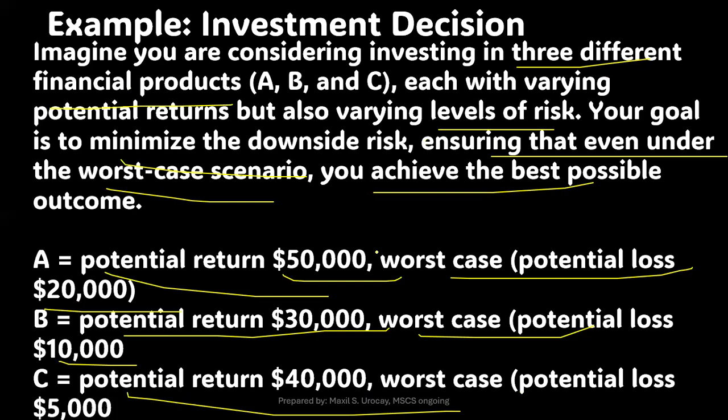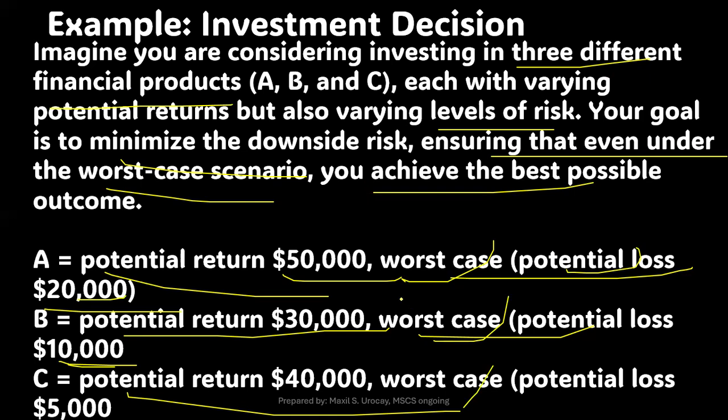So the first thing that you need to do, since for Maximin you need to check the worst case, is identify the worst case. The worst cases are 20,000, 10,000, and 5,000, because that was specified from the words worst case. So that was given right there. You will just enumerate that later on.